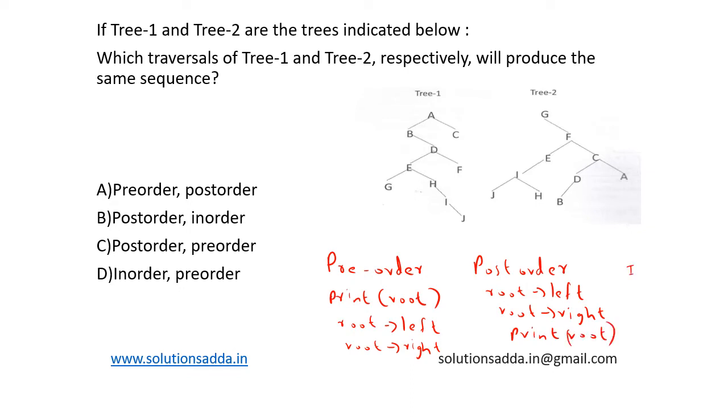In-order, we move to root left, we print the root, then we move to root right. The movement of root left and root right happens recursively. This is the basic concept. Now let's see the traversals of each type for the trees.